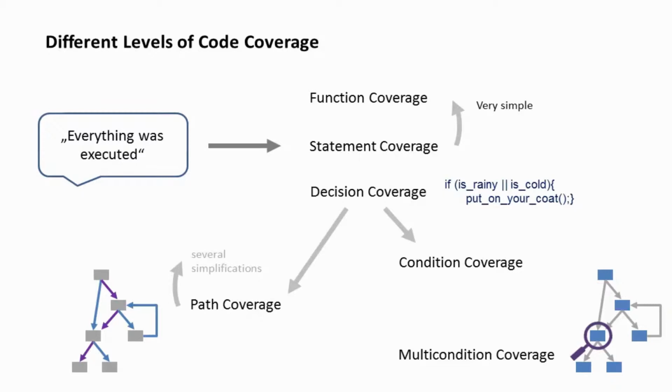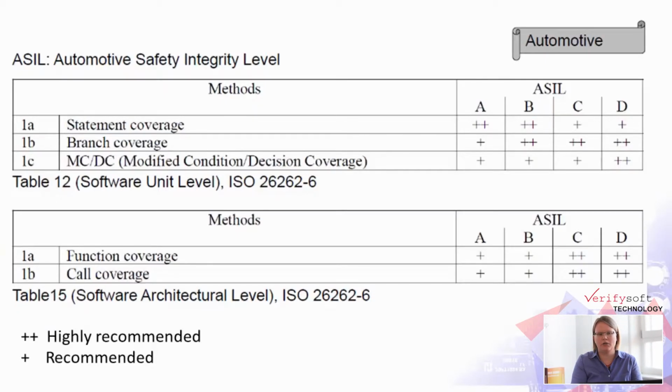And there's a relaxation of the multi-condition coverage that is called modified condition decision coverage, MCDC coverage. And in the safety critical development world, MCDC coverage is the highest level of coverage that is required by the safety standards. So for example, if you are developing according to ISO 26262, you have different requirements depending on the ASIL level you are developing for. In the highest ASIL level, ASIL D, MCDC coverage is required for your tests.